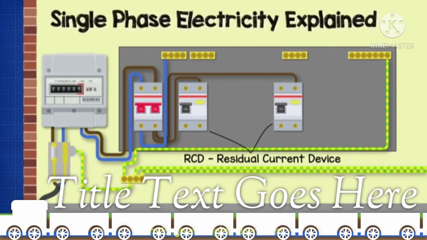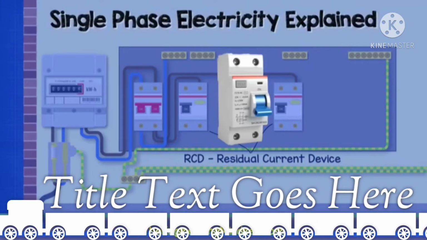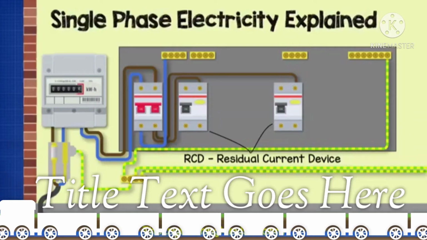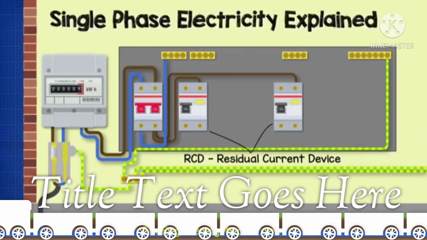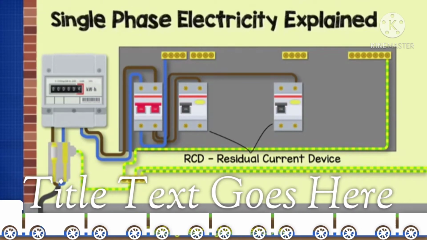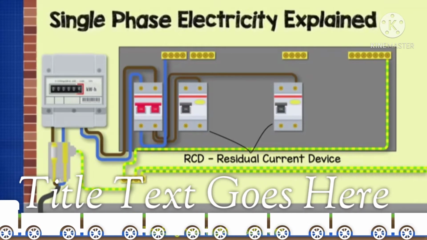This RCD switch is constantly monitoring the electrical current. It's checking if the current in the phase line is equal to the current in the neutral line. If these two currents are not equal, then there is an electrical fault and the device will quickly and automatically cut the power to everything past the switch.